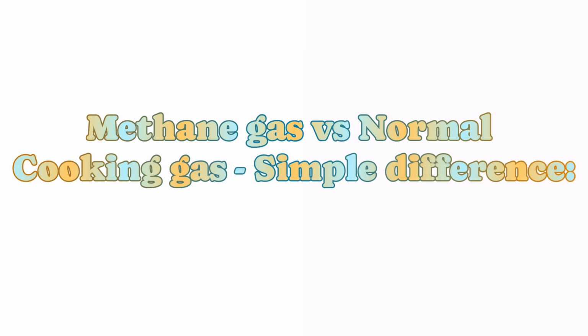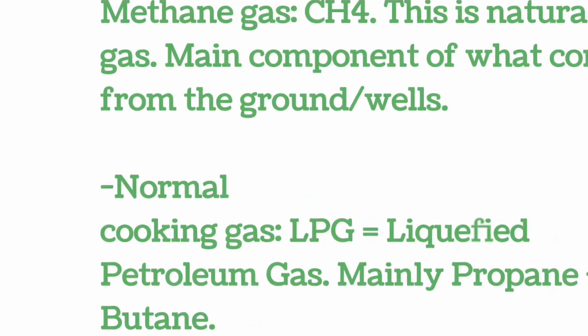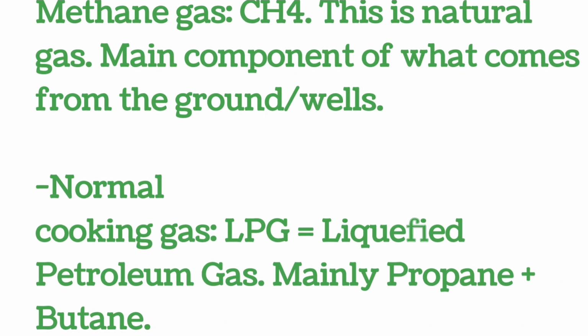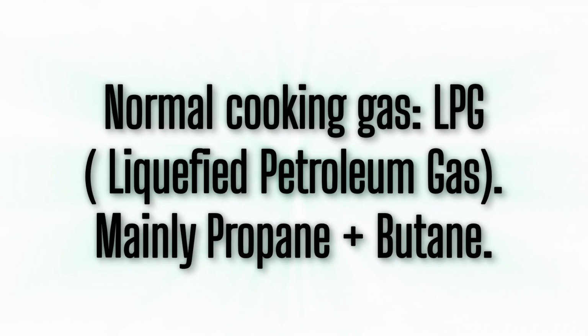Methane gas versus normal cooking gas, simple difference. What are they? Methane gas, CH4. This is natural gas, the main component of what comes from the ground or wells. Normal cooking gas is LPG, liquefied petroleum gas, mainly propane plus butane.